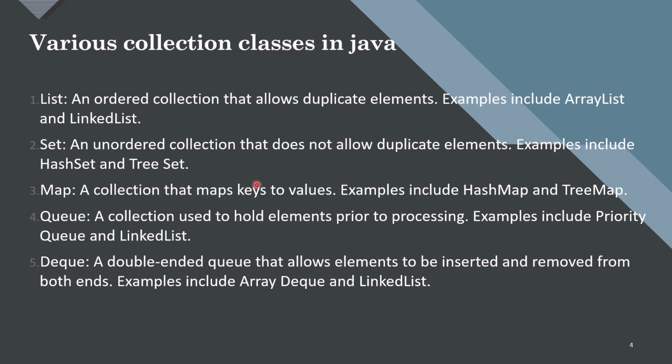Map is a collection that maps keys to values. Includes HashMap and TreeMap. Queue, a collection used to hold elements prior to processing. Examples include PriorityQueue and LinkedList. Deque, a double-ended queue that allows elements to be inserted and removed from both ends. Examples include ArrayDeque and LinkedList.